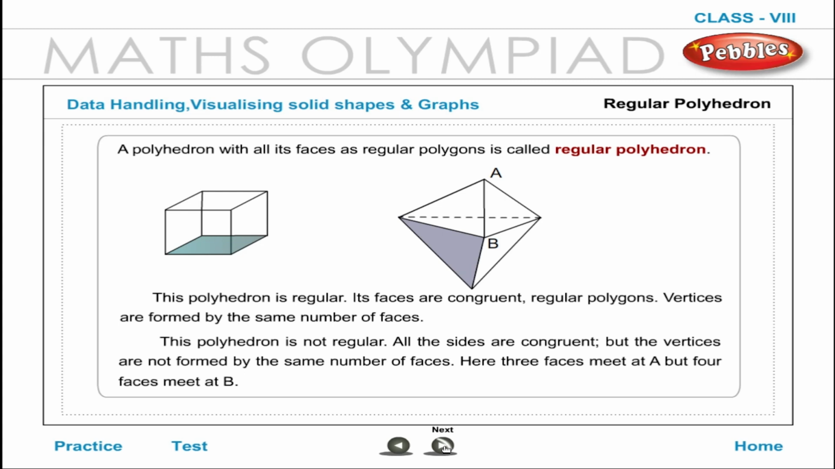This polyhedron is regular. Its faces are congruent regular polygons. Vertices are formed by the same number of faces. This polyhedron is not regular. All the sides are congruent, but the vertices are not formed by the same number of faces. Hence, three faces meet at A, but four faces meet at B.